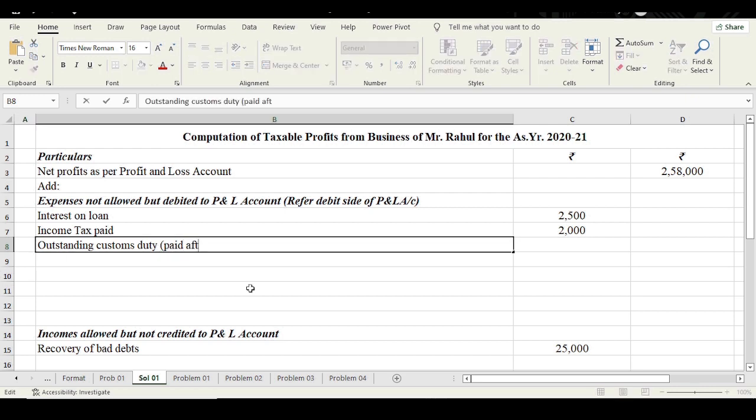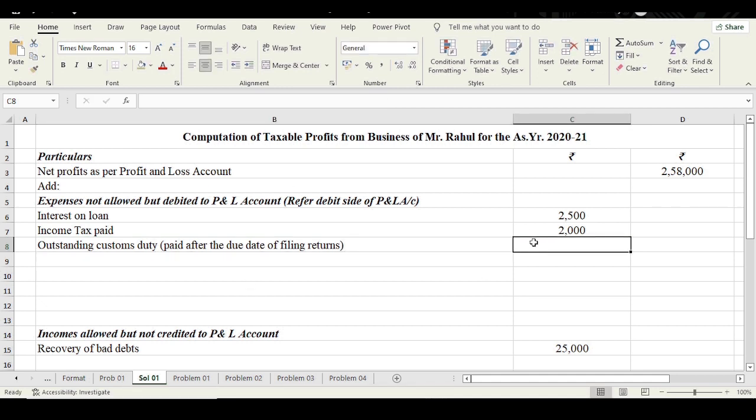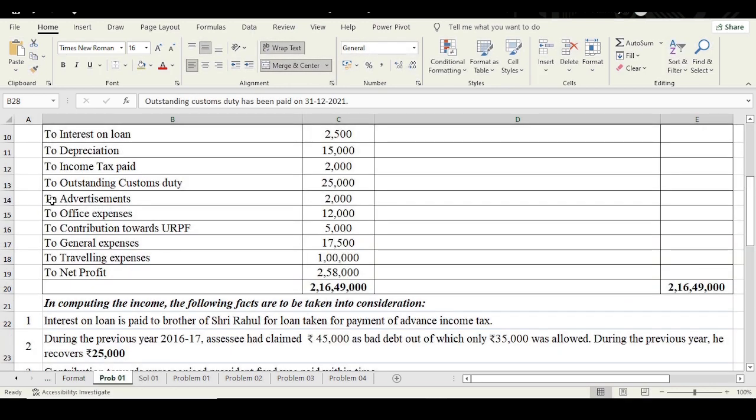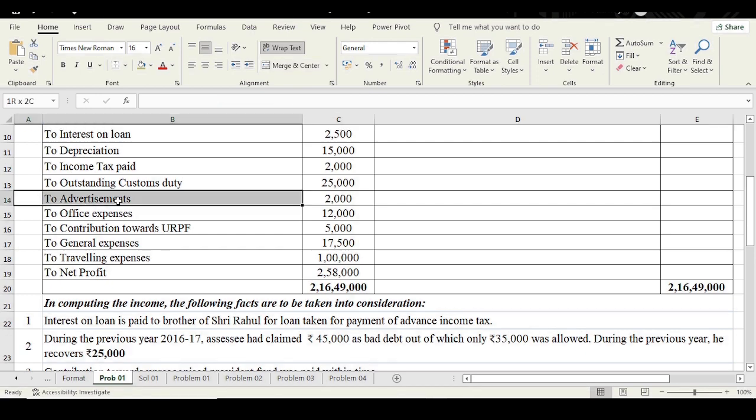So paid after the due date of filing returns, as such not allowed. This is applicable to all types of expenditure of the business. Amount is 25,000. The next is advertisements. Advertisements are relating to business, as such it is allowed.